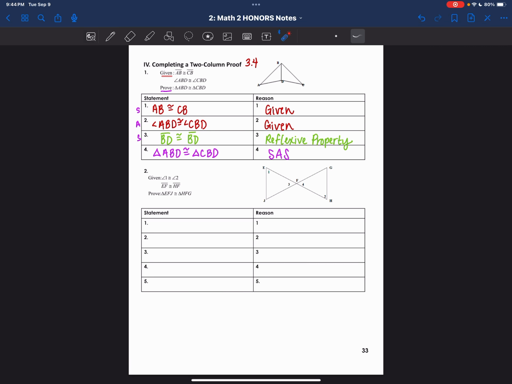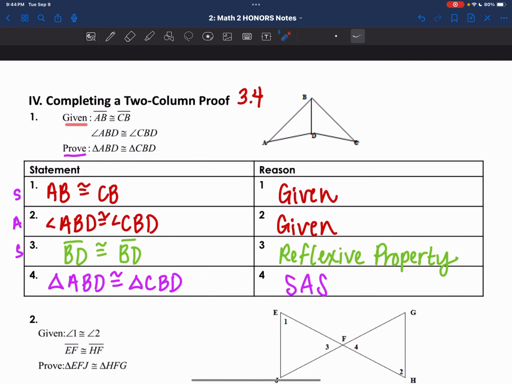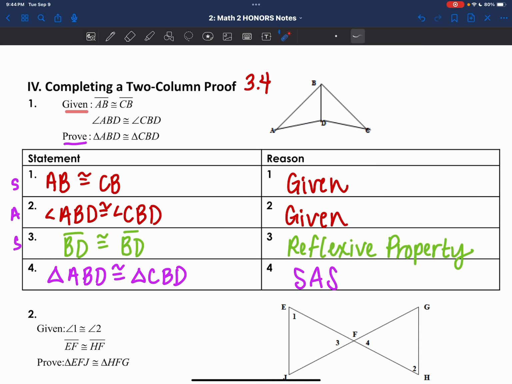All right, today what we're going to be talking about is completing a 2-column proof. So let's go ahead, let's get started. We're building on the last lesson. So what we're going to do first is label our figure based off of the given information.